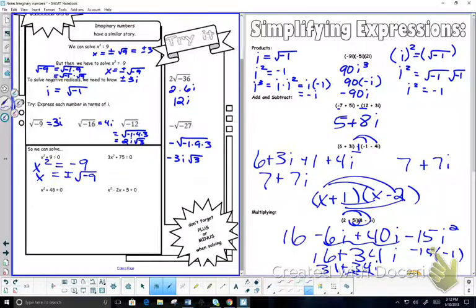What's the square root of negative 9? Square root of 9 is 3. 3i. So I got plus or minus 3i.